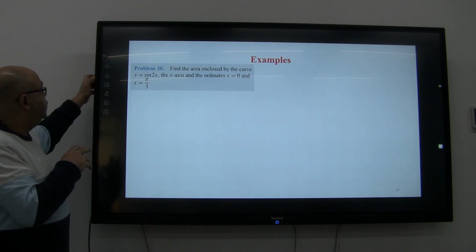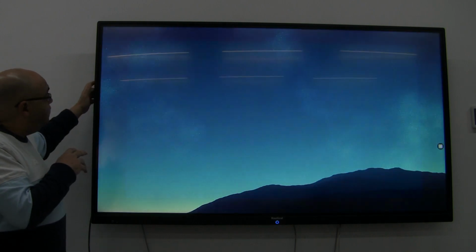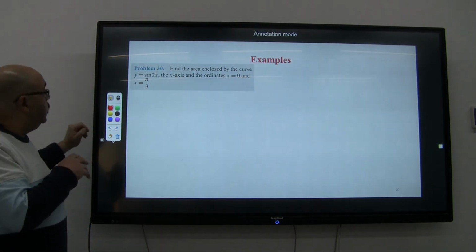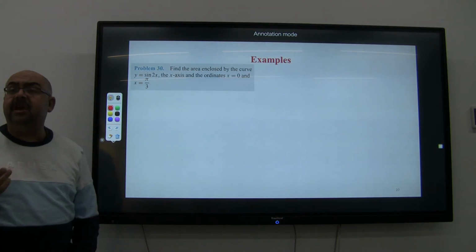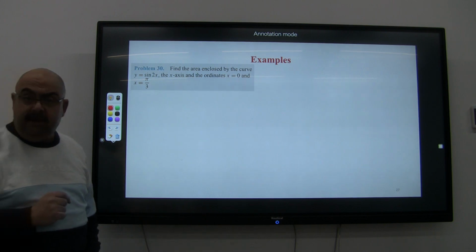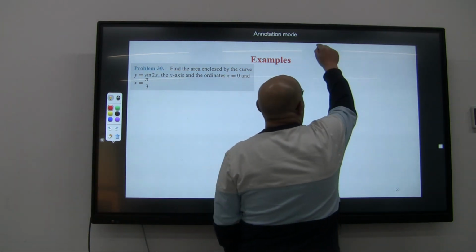First of all, try to identify the main period. The main period for any sine function. How is it going to be? The ideal one or the main one.